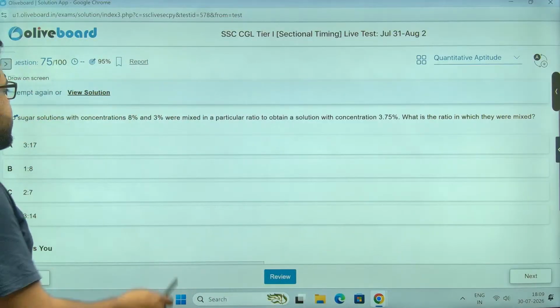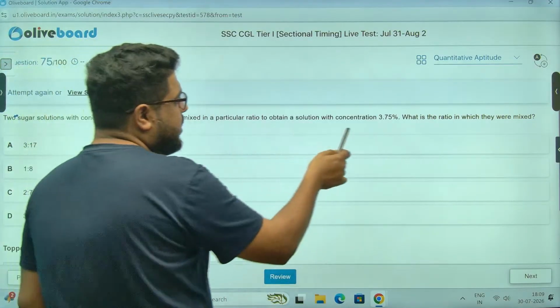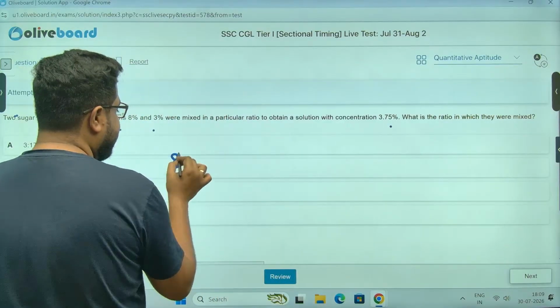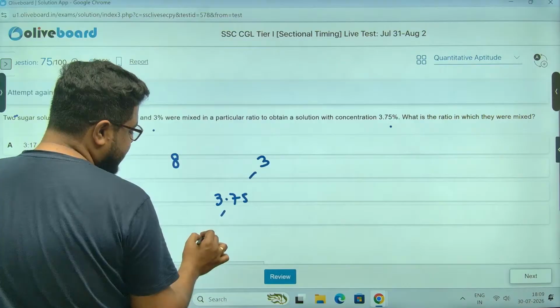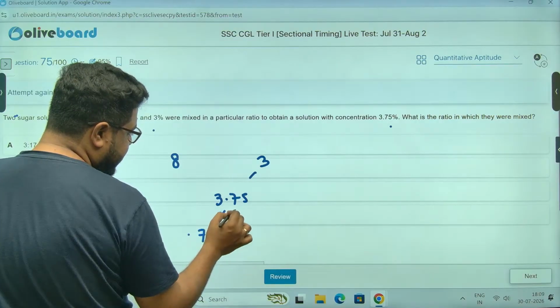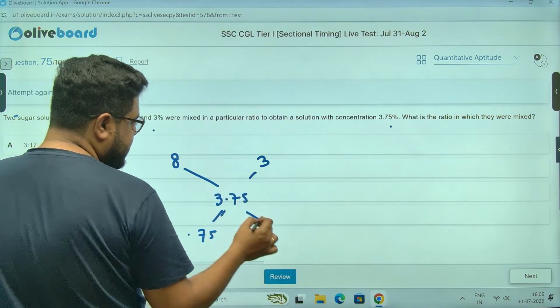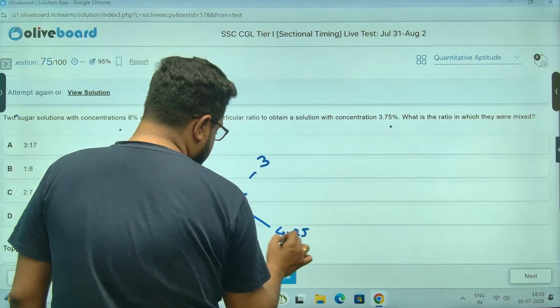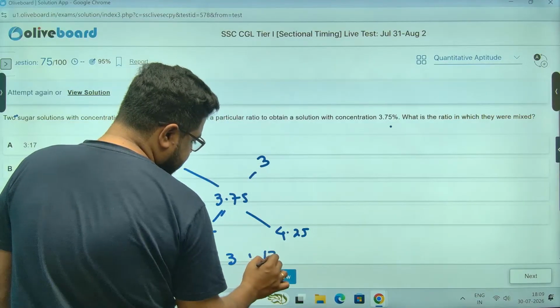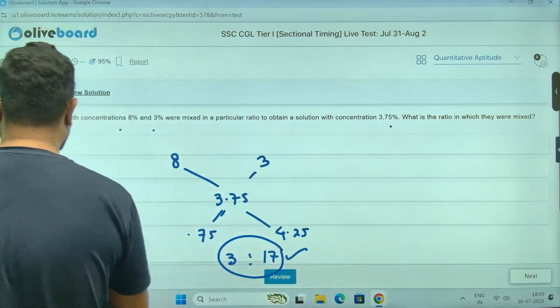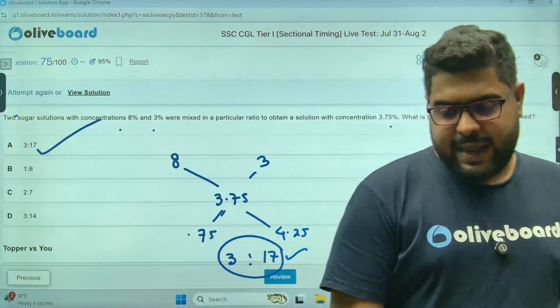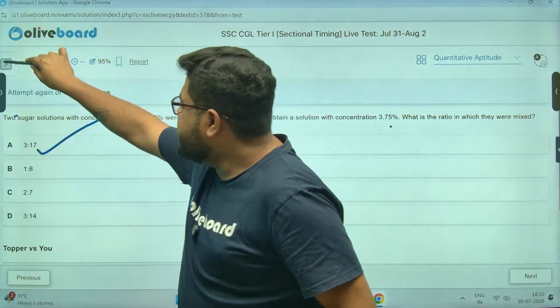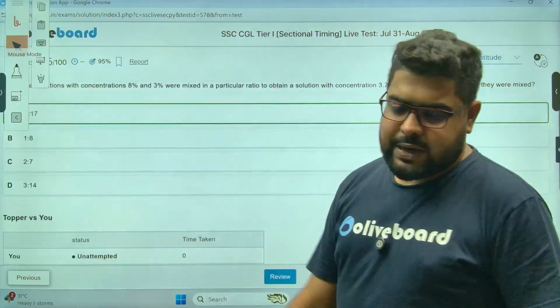Two sugar solutions, 8%, 3%, obtain this percent, sir. The easiest question, I guess, they kept for the last. So this is 0.75 and this is 4.25. 25 3s are this, 25 17s are this. 3 is to 17 is the answer. Option number A. Option number A, 3 is to 17 is 100% your correct answer.